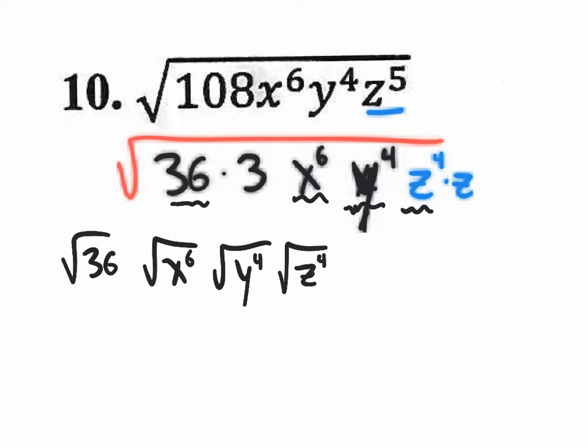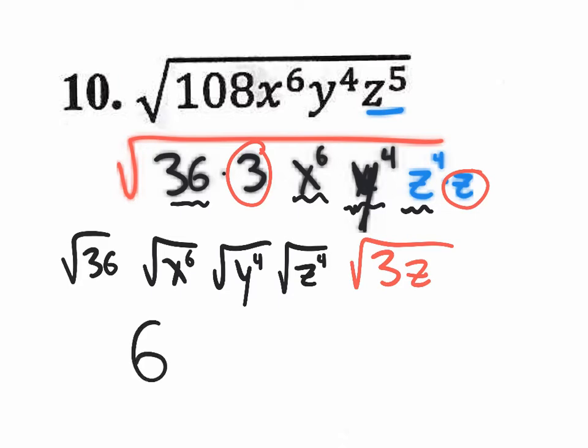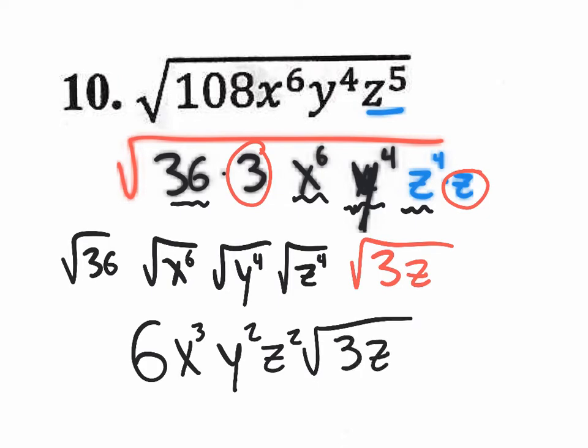Z to the fourth. And I will do, and the rest, I'm just going to leave it in the square root. So what's the rest? It's the 3 and the z. I'm going to leave it in there, 3z. The answer here, the square root of 36 is 6. The square root of x to the 6 is half of that, x to the third. Y to the second, z to the second, square root of 3z at the very end.